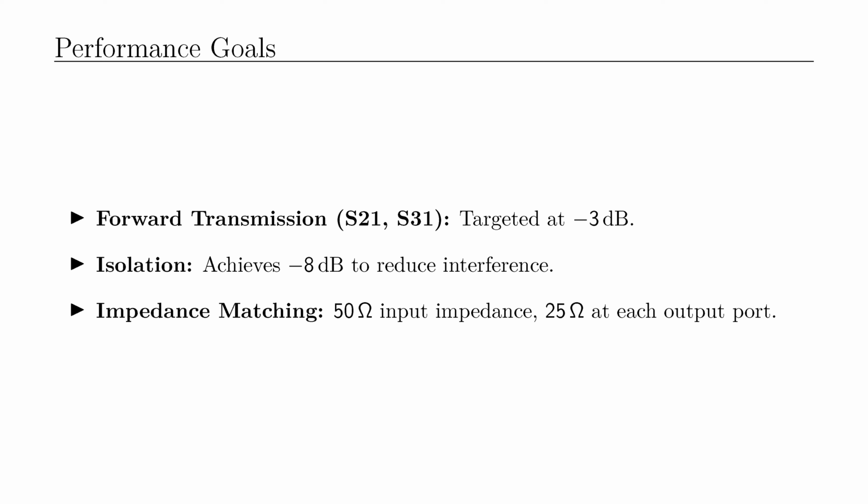The balun is designed to meet the following performance goals: forward transmission, S21, at -3 decibels. Isolation, targeted at -8 decibels to minimize interference. Impedance matching at 50 ohms for the input, with 25 ohms at each output port. These parameters ensure optimal signal distribution and minimal losses.